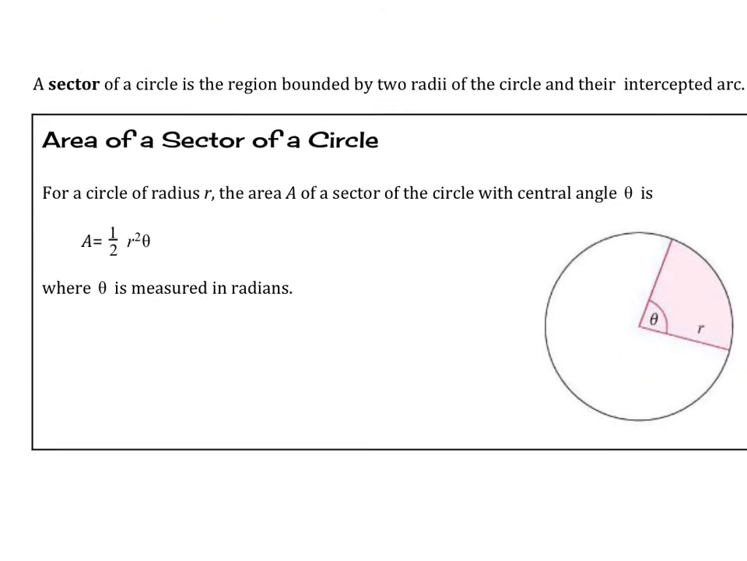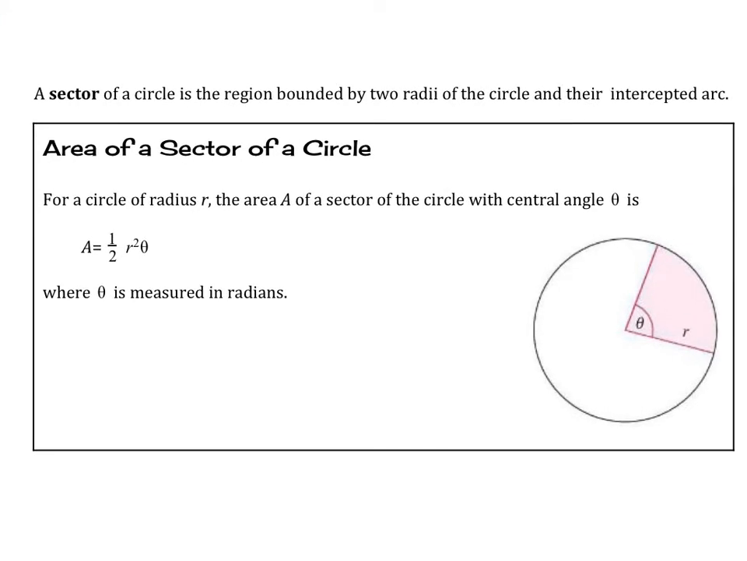Last thing we're going to do is finding the area of a sector of a circle. Given the circle of radius r, the area of a sector with center angle theta is area equals 1/2 r squared times theta.